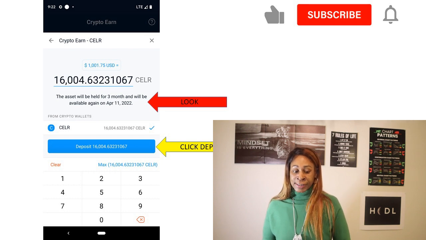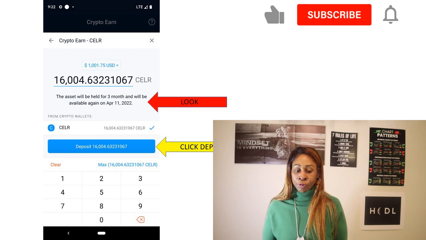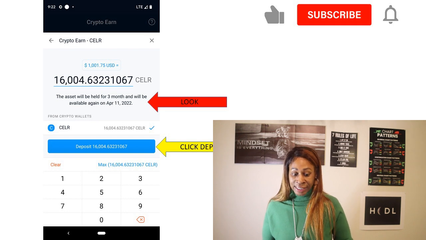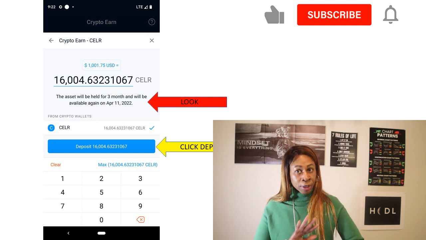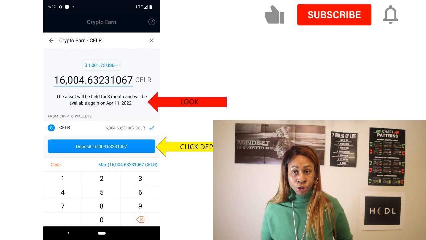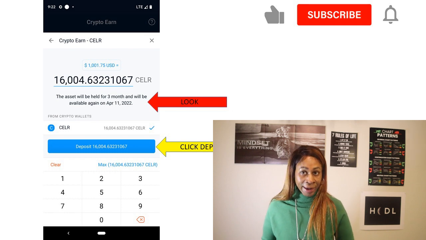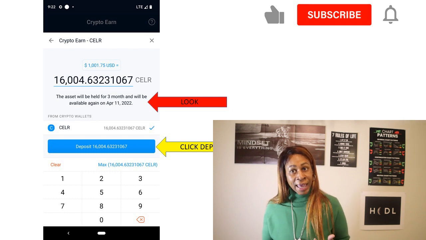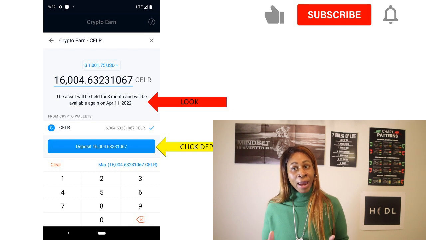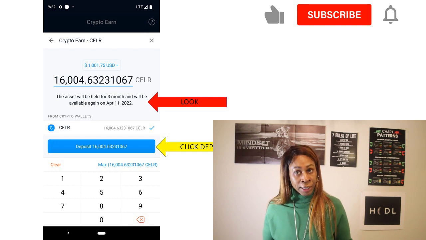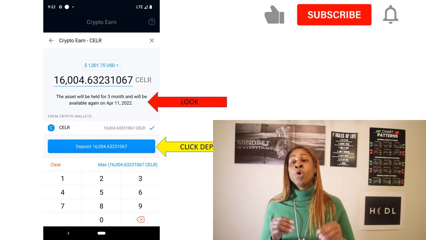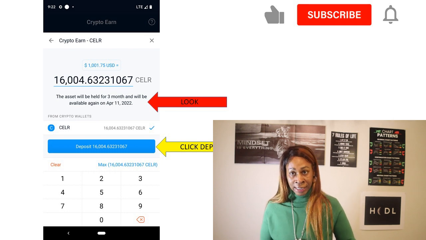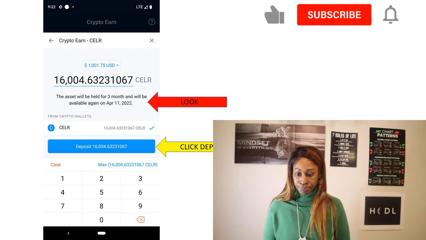Now, look at what it says. The asset will be held for 3 months and will be available again April 11th, 2022. Once I click accept or deposit, there is no undoing this. If you're not sure, click the back arrow key. If you think you're going to need access to these funds before April, click the back arrow key, because there's nothing you can do once you lock in these tokens.